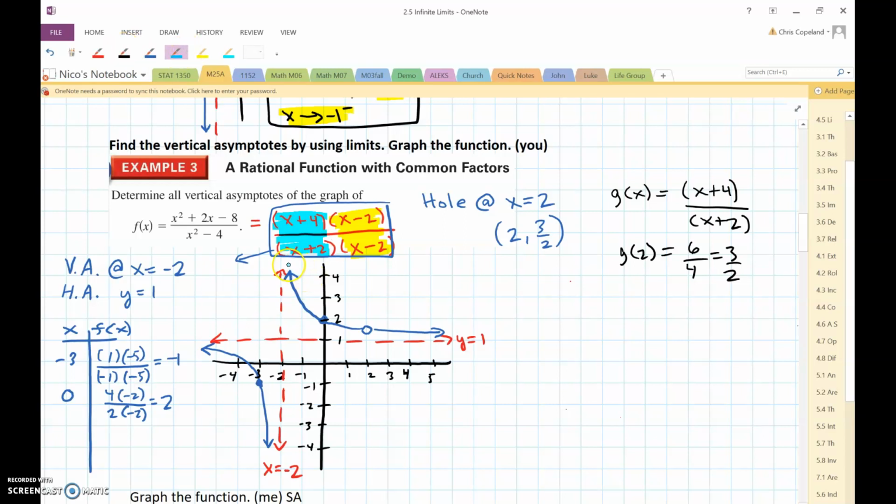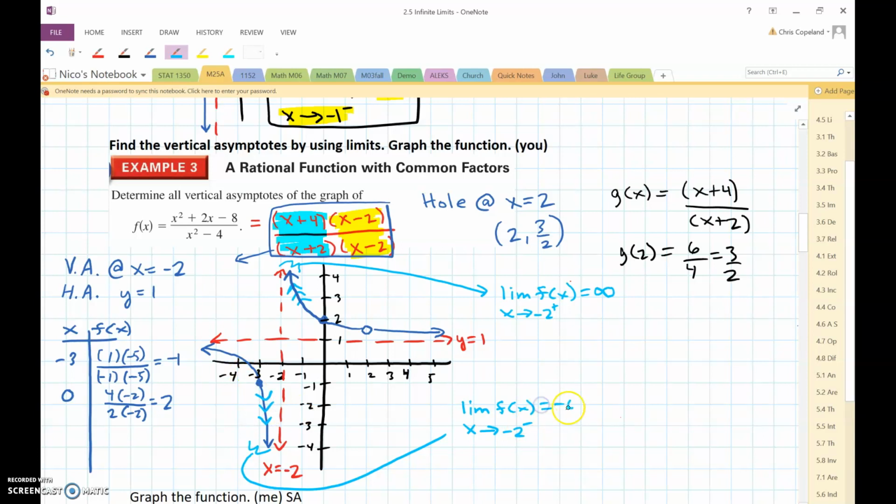So first of all, let's start right here. If I use one-sided limits, the limit of this function as x is approaching negative 2 coming from the right is going to equal positive infinity. And then if we look over here, the limit of this function as x approaches negative 2 coming from the left is going to equal negative infinity.